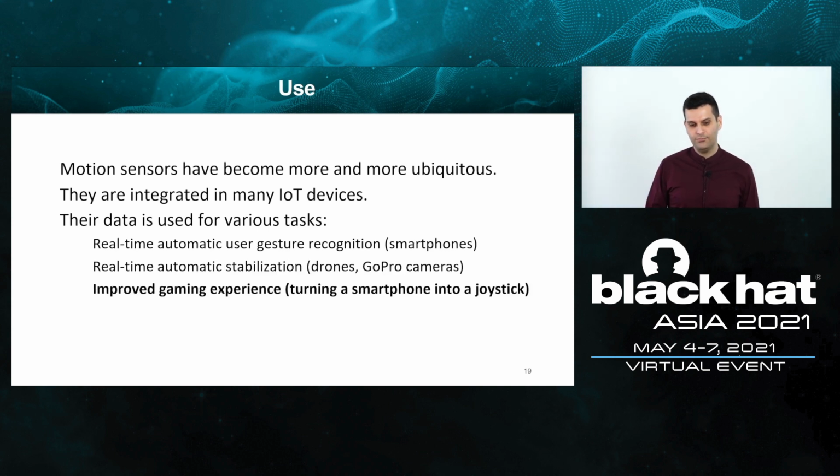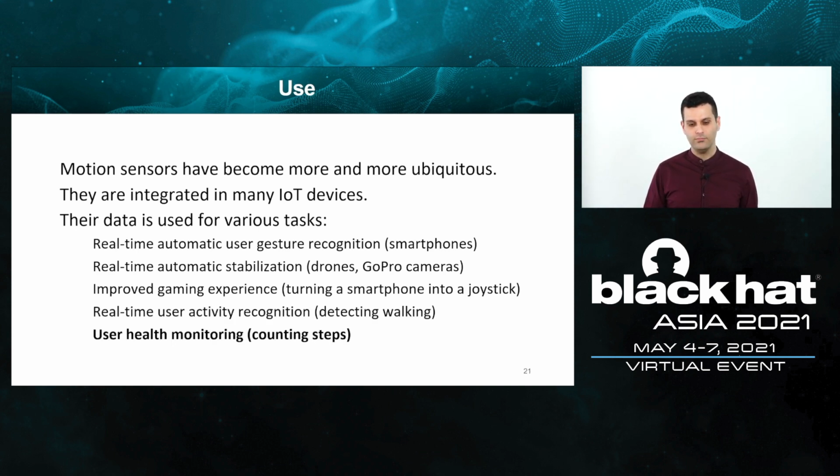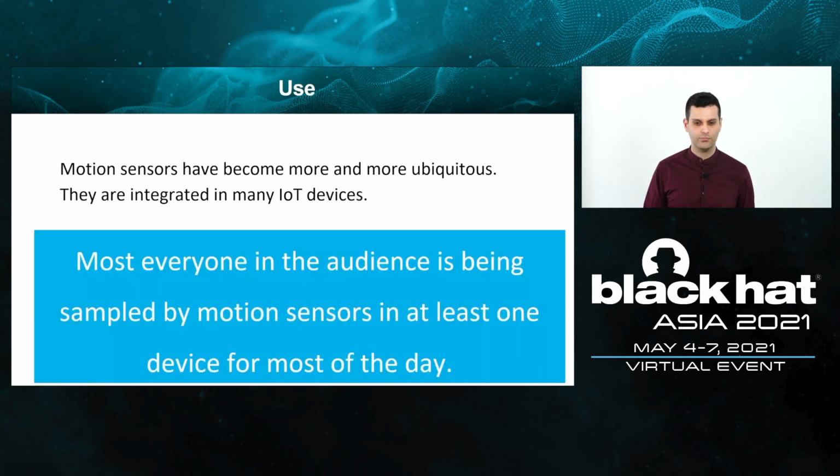They provide an improved gaming experience. For example, they can turn a smartphone into an air joystick. Also, they provide real-time user activity recognition, for example, detecting walking. And user health monitoring, for example, counting steps. And finally, they are also used for navigation. They are part of IMUs.